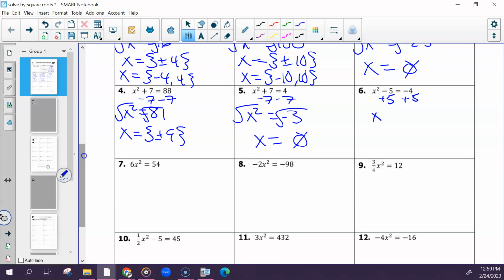Add 5 to both sides. What do we get there? 1. So what would that solution be? 1. Plus or minus? Both. No, it's both. This is read as plus or minus. It's not undefined. It's no solution.